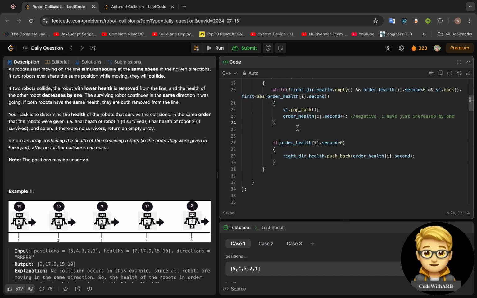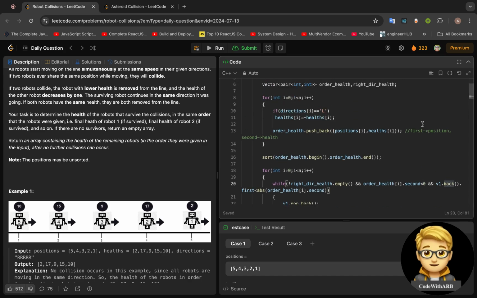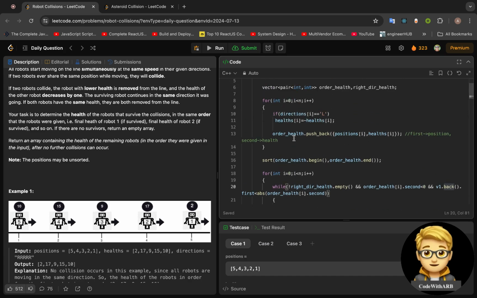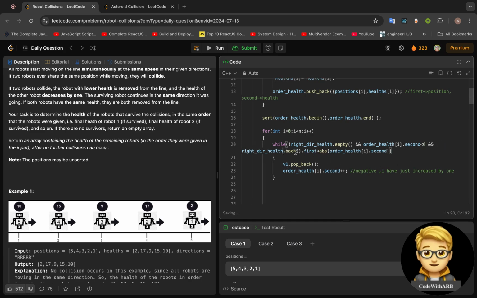Also, whenever you get an order health again and again, and it is greater than the last right direction value, sorry, this is not v1, this should be the right direction health, right? Why have I changed the variable? This will be the right direction health, right? So this needs to be popped back, right?